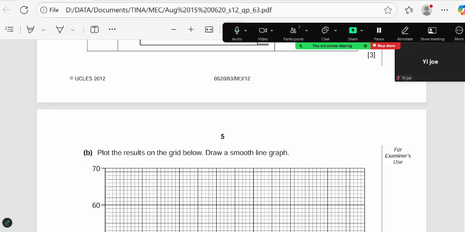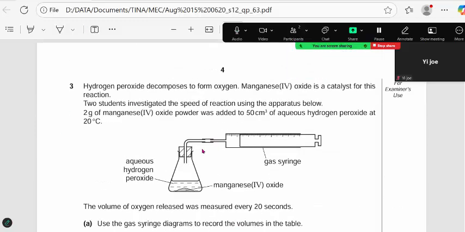Okay. So let's look at this question first. This is one method we can use to measure rate of reaction. Hydrogen peroxide decomposes to form oxygen. Manganese(IV) oxide is a catalyst for this reaction. Two students investigated the speed of the reaction using the apparatus below.